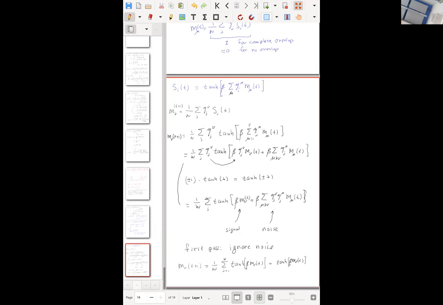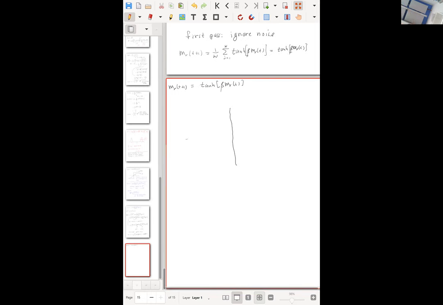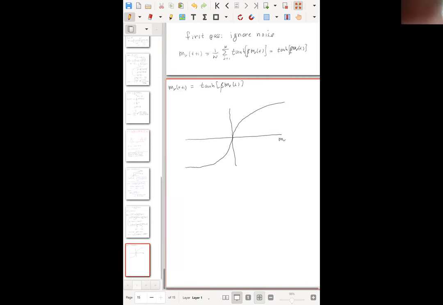Okay, so we have a really, really nice equation, which we can solve as usual for nonlinear equations. We solve it graphically. So I'm going to rewrite it here. M nu of t plus one equals tanh beta m nu of t. And so how do we solve this? So basically, this is called an iterated map. We'll call it M nu space. And we draw a tanh like this.